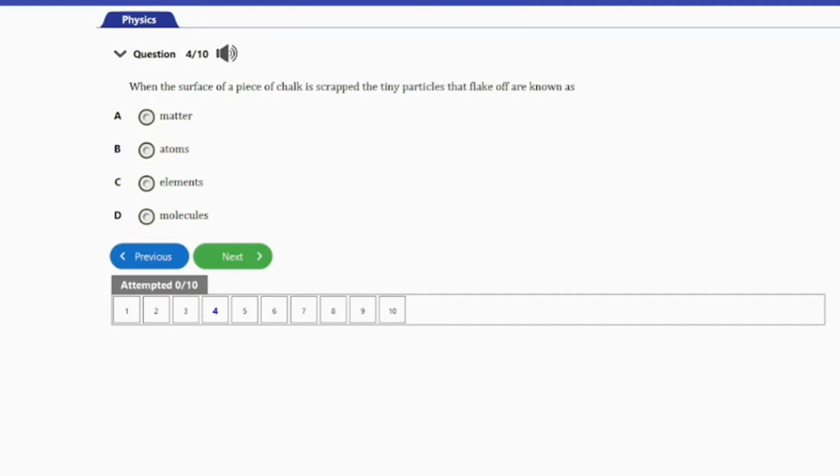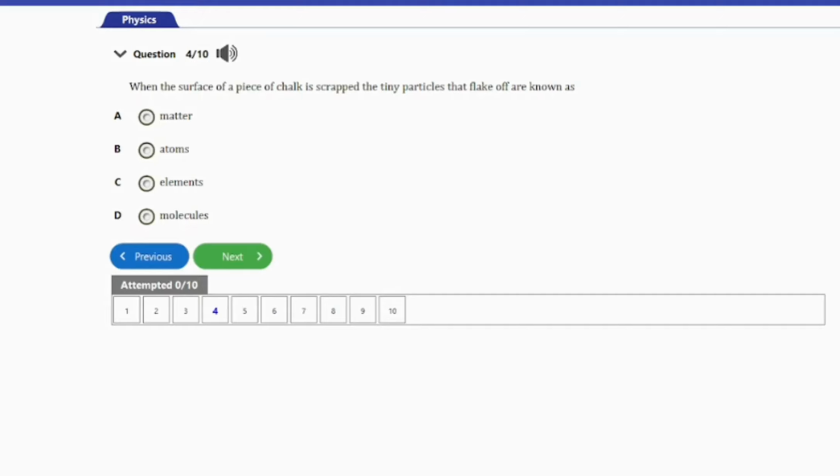It says, when the surface of a piece of chalk is scraped, the tiny particles that flake off are known as A. Matter, B. Atoms, C. Elements, D. Molecules. So guys, the answer to this question is option A, and that's matter.